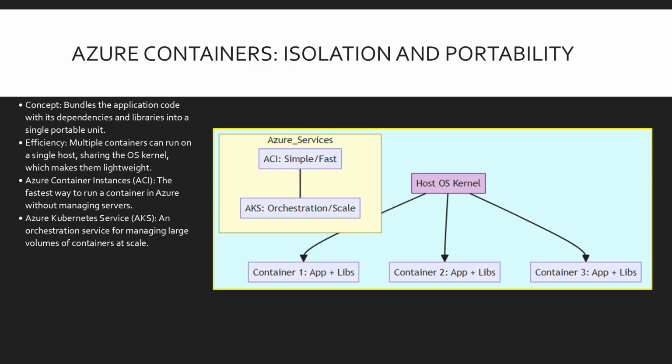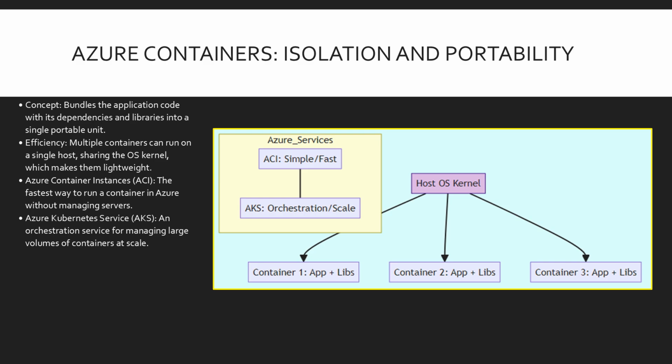Next, we have containers. Unlike VMs that virtualize the hardware, container virtualization happens at the operating system level. A container bundles your application with all its dependencies and libraries, ensuring it runs the same way everywhere. Because they share the host OS kernel, they are lighter and start faster than VMs. Azure offers two main ways to run them: Azure Container Instances, ACI, and Azure Kubernetes Service, AKS. ACI is perfect for simple applications or tasks where you want to run a container in seconds without provisioning infrastructure. AKS is an orchestration service used when you need to manage complex, multi-container applications at scale.